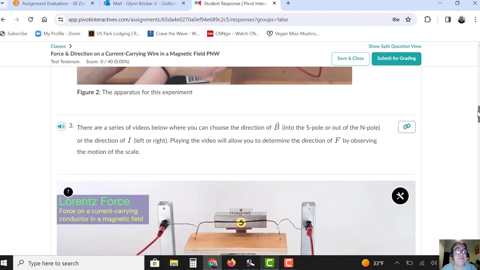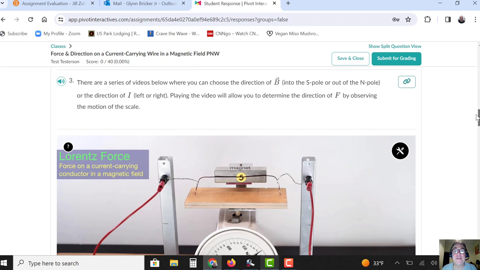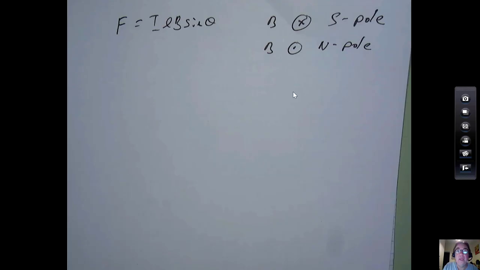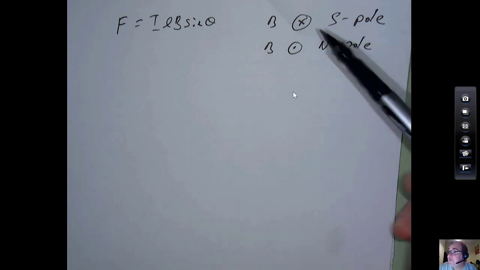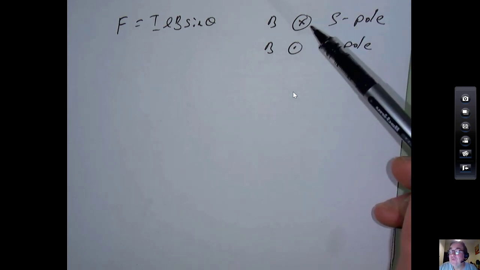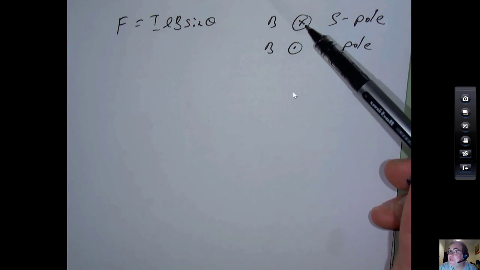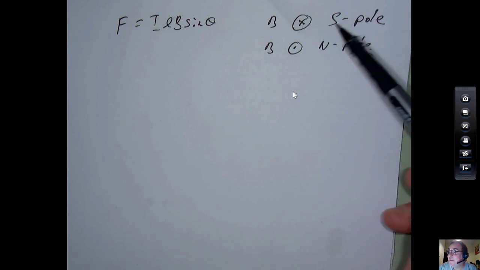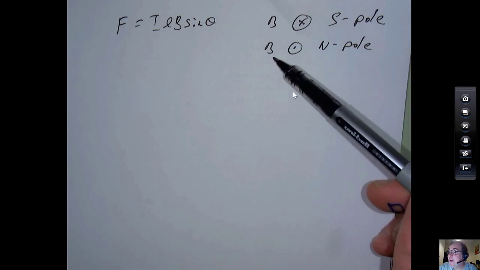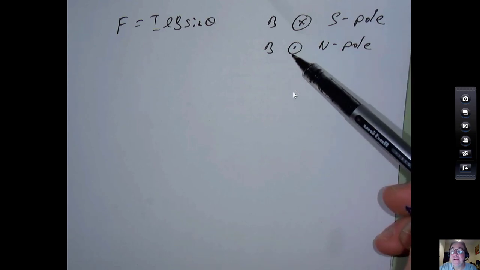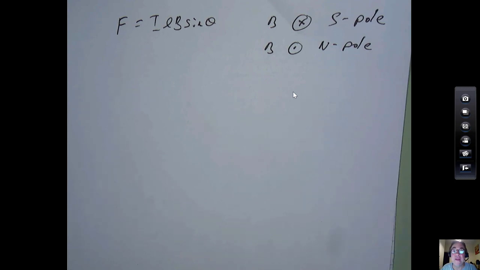so there's a series of videos below where you can choose the direction of B, into the South Pole or out for the North Pole. So into the page is the South Pole, out of the page is the North. So remember what this notation is. B into the page would be designated like this, like you're seeing the feather part of an arrow going away from you, and they're saying that that's the South Pole. And then B out of the page, like the arrow's coming out at you, they're telling you that's the North Pole of the magnet.